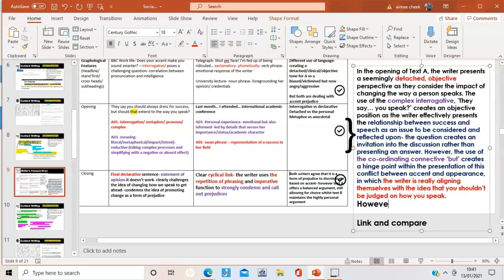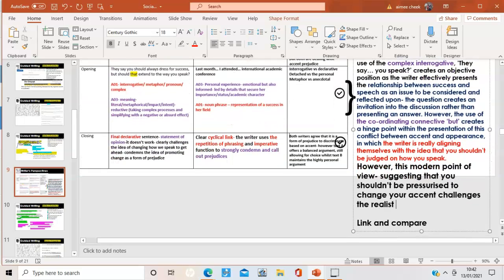this modern point of view suggesting that you shouldn't be pressurized to change your accent challenges the reality that people experience. Okay? Now, are we ready? This is now putting it into the bigger context.